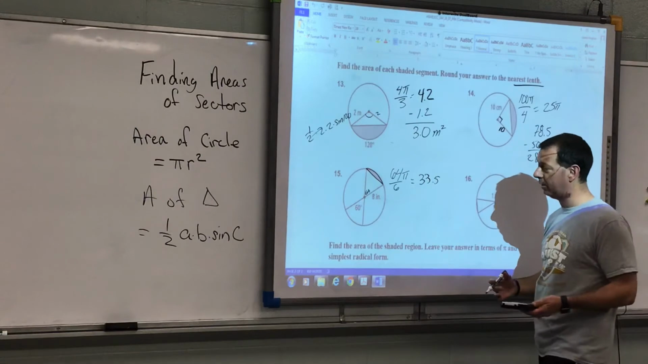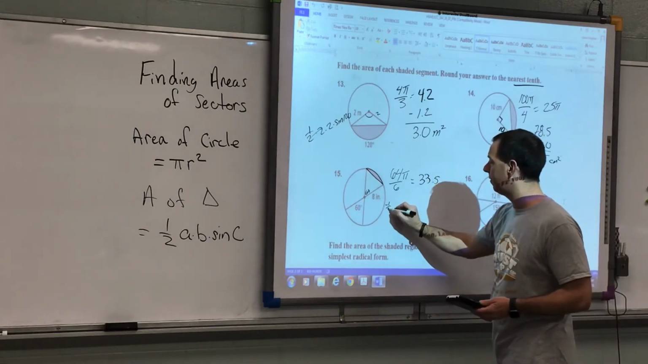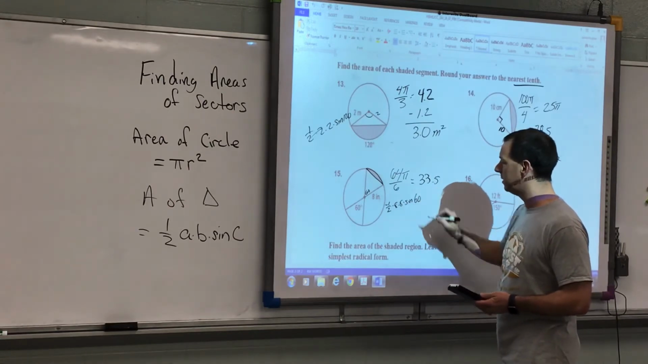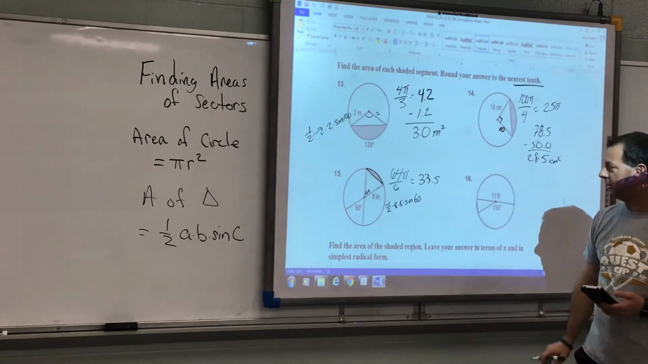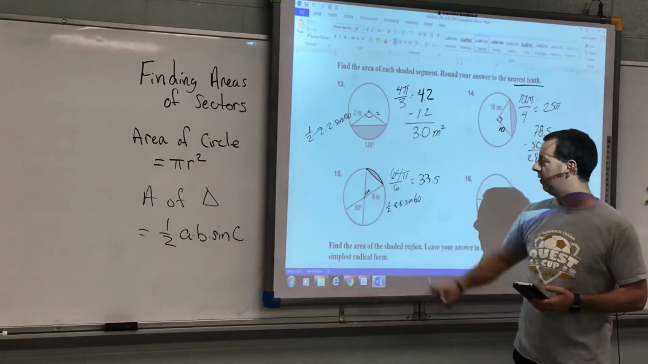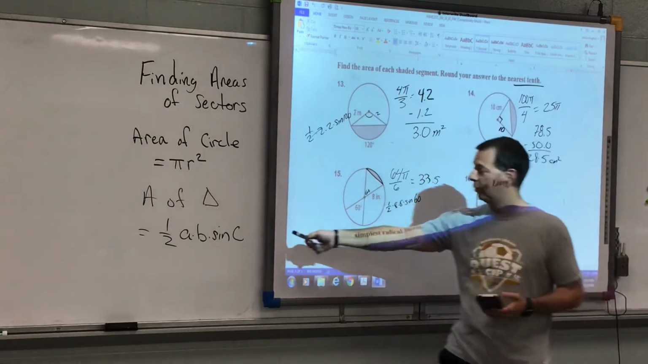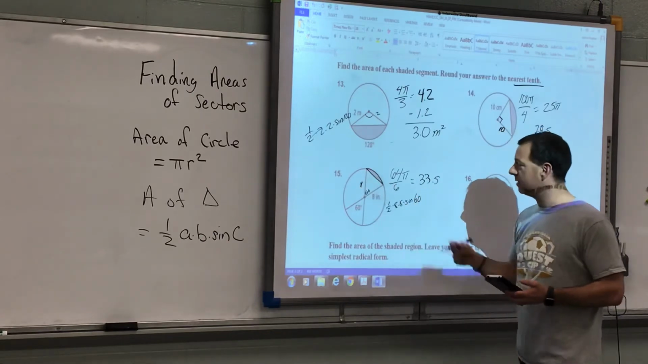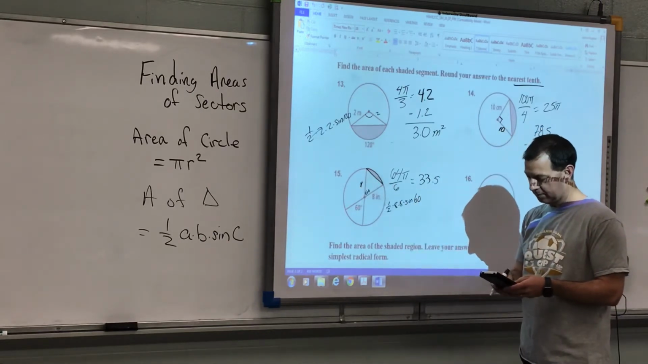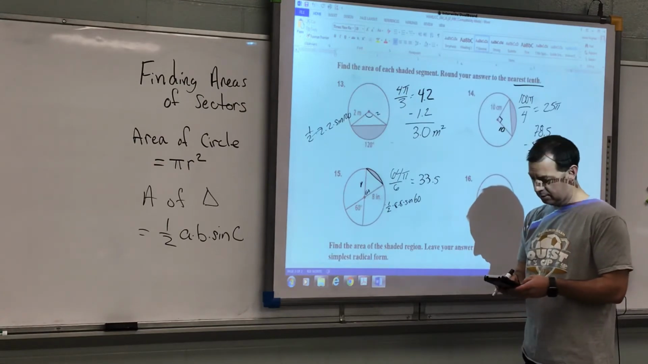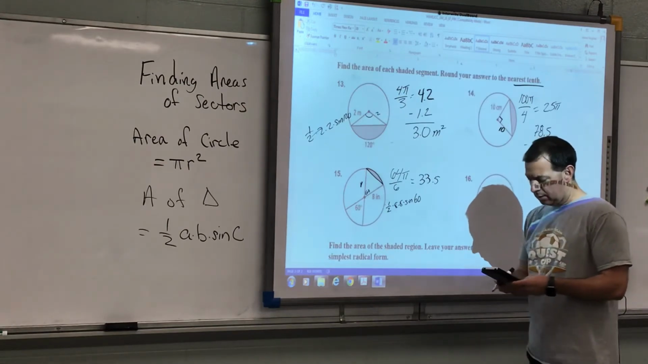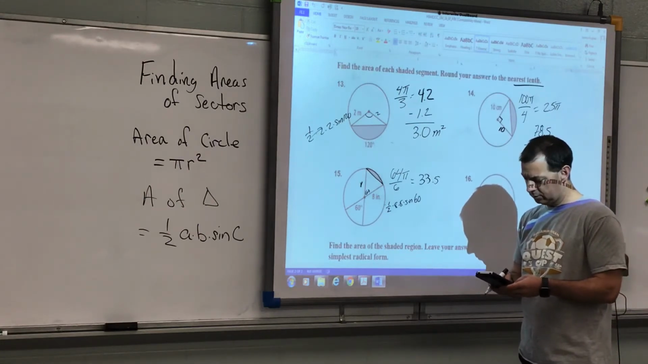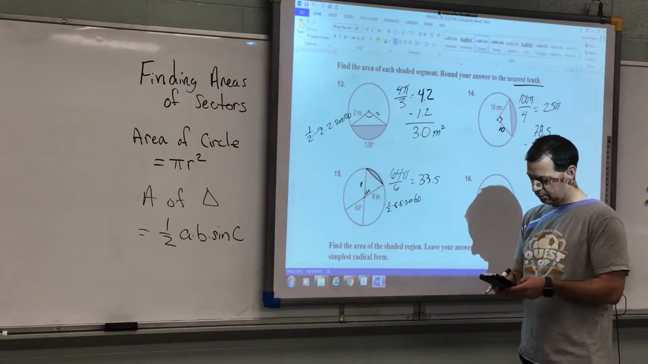I'll subtract my triangle. In this case, I'll do 1/2 times 8 times 8 times the sine of 60. I realize that might be a little bit small, but I'm going to subtract the area of the triangle, and I'll use that triangle formula. So 1/2 times 8 times 8 times the sine of 60. So I'm going to do that now. So 64 divided by 2 times the sine of 60. So 32 times the sine of 60.